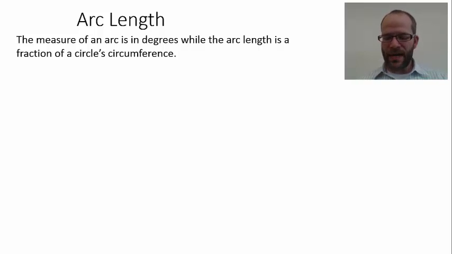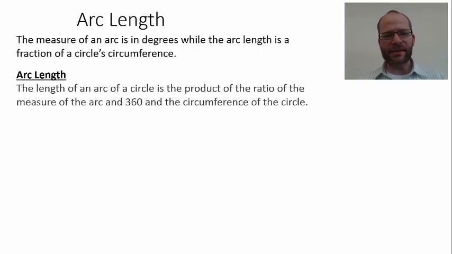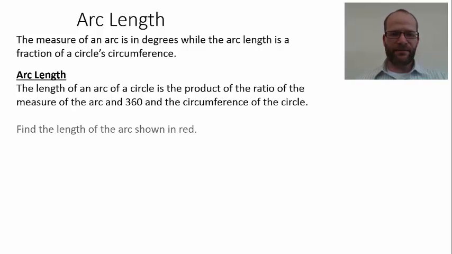And so there has to be a way to calculate arc length. Here it is. The length of an arc of a circle is the product of the ratio of the measure of the arc and 360, and the circumference of the circle. What does that mean? Let's take a look at an example and see if we can figure it out.